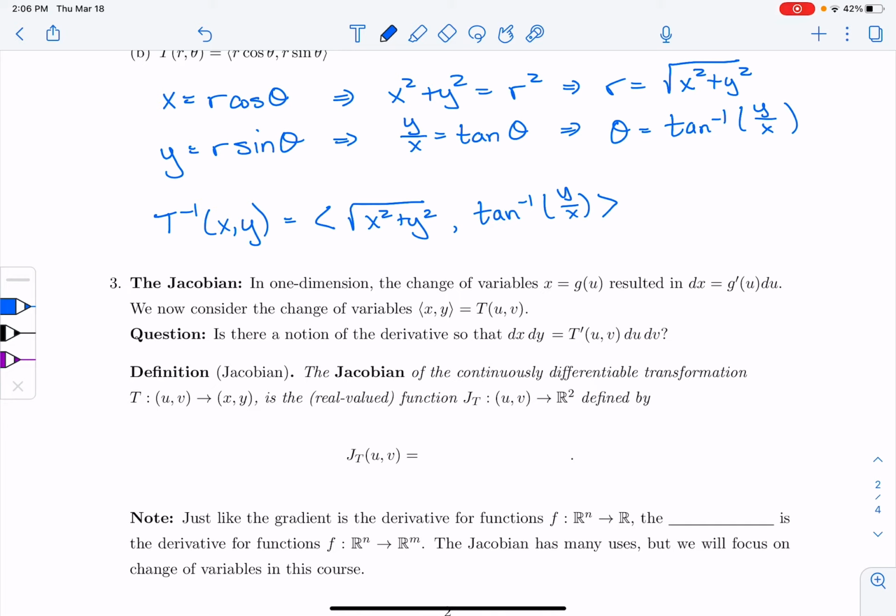Before, let's remember that we had the integral in terms of the variable u, and then we transformed the variable to x using the function g of u. The result was that the dx had to be rewritten as g prime of u du. Now I'm going to change the variables u and v to x and y through the transformation T. Is there some notion where I can say dx dy is the derivative of T of (u, v) times du dv? Is there such a notion for functions T which take a region in the plane to another region in the plane?